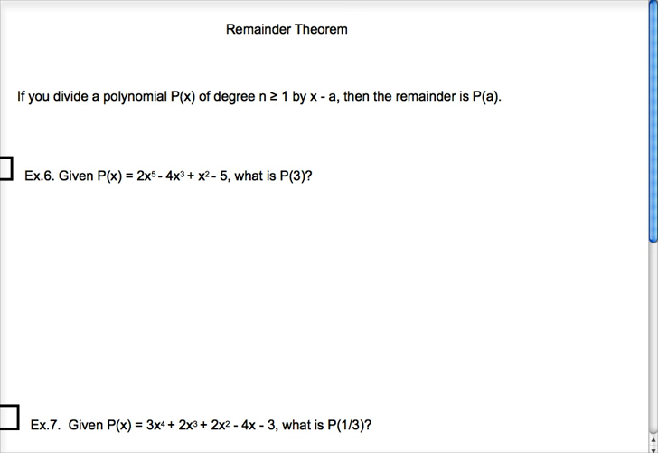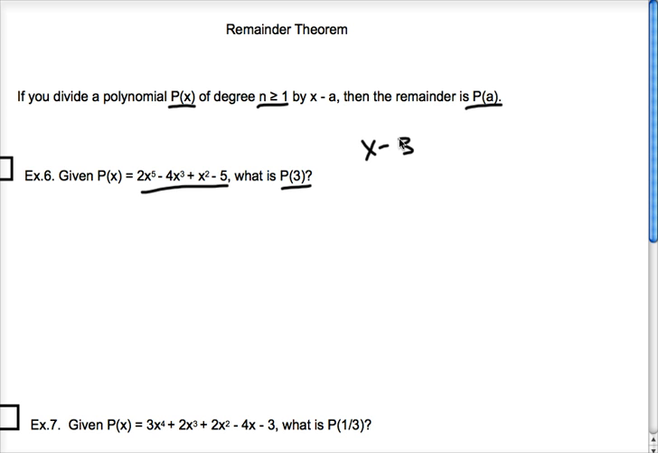Okay, then the second and final thing is the remainder theorem. It basically says this. You can use synthetic. So we've got polynomial p of x. So here's my polynomial. The degree is greater than or equal to 1. The degree is 5. And it says if you divide by x minus a. Well, here I'm not dividing by x minus a, but I can pretend I am. Then the remainder is p of 3. So p of 3, p of a, that tells me a is 3. So I should be dividing by x minus 3.